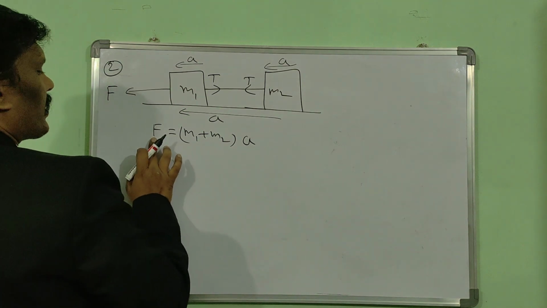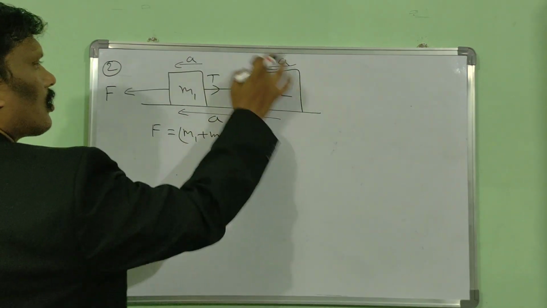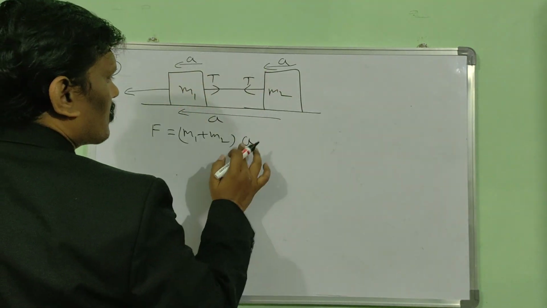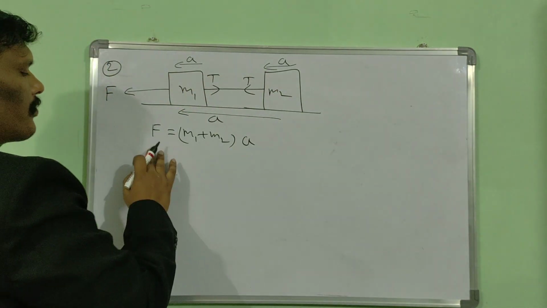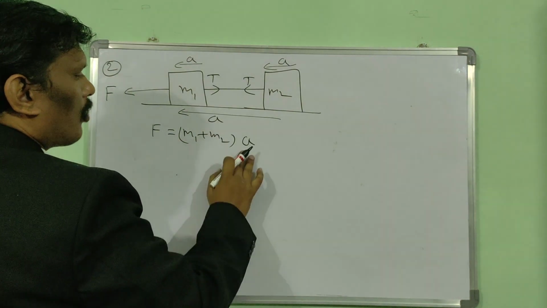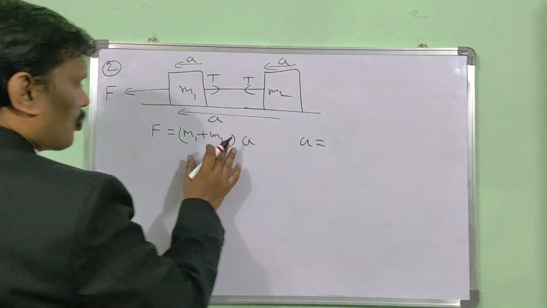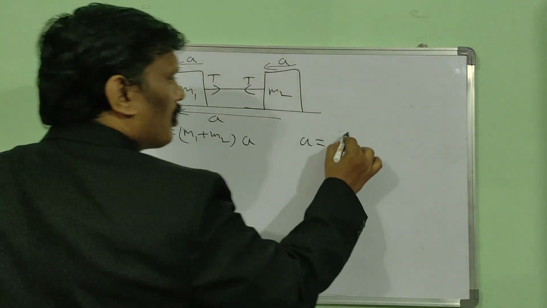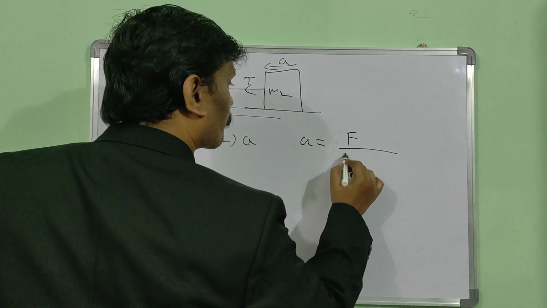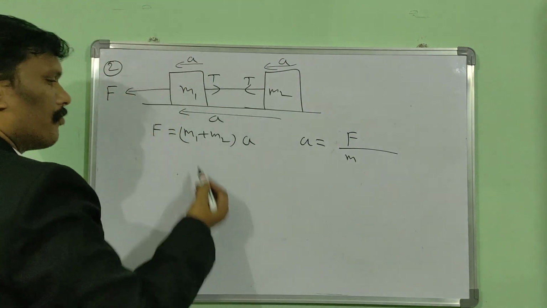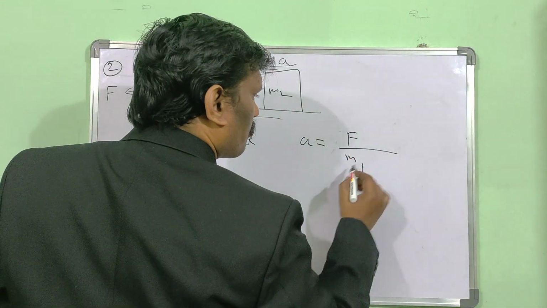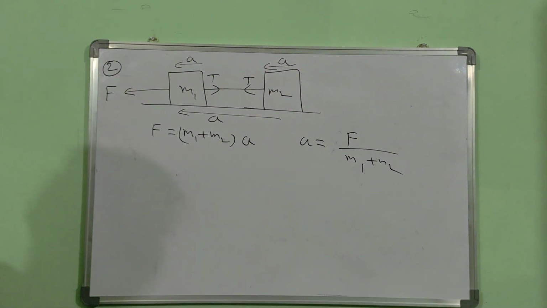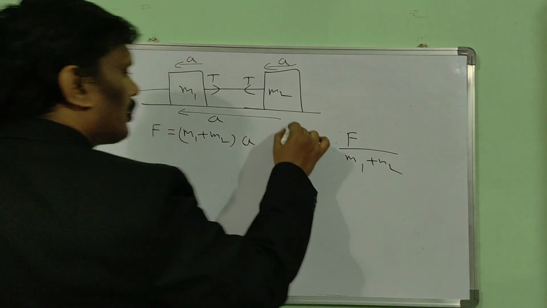So the total force acting on the system is F. The total mass of the system is M1 plus M2. The string has no mass. And the total system acceleration is A. That's all. So F is equal to (M1 plus M2) into A. How to calculate this acceleration? If you know the force and masses, transfer M1 plus M2 to the force side. So force divided by M1 plus M2. Acceleration is equal to F upon M1 plus M2. This is the acceleration.